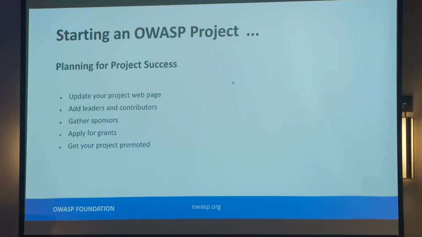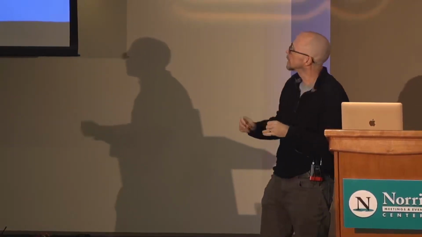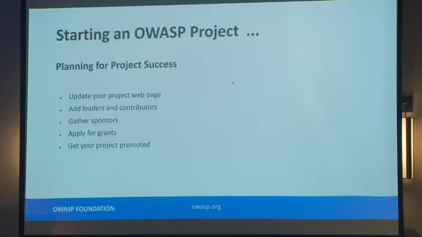So how do you plan for project success? First and most important, and believe me, we have a large number of projects that don't complete this first step, and that's to update your project web page. If you don't put your information on your project web page, people won't know about your project. After you update your project web page, you'll need to add your leaders. You'll need to find contributors to help you with the project.